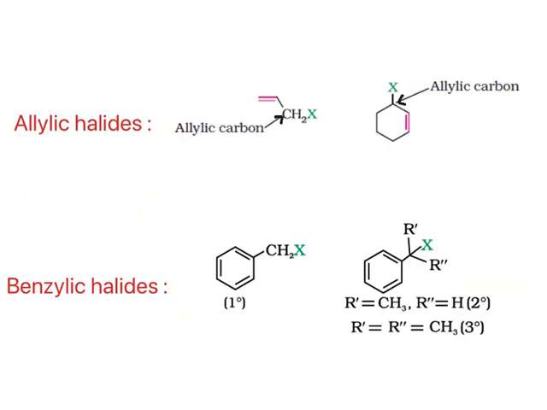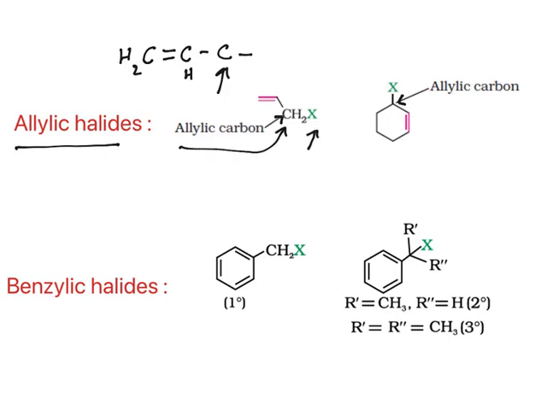Now next one is allylic halides. Now you need to understand this group. There is a group called allylic carbon. Now this carbon is known as allylic carbon. So this is what is allylic carbon. When the halogen is attached to allylic carbon, again here this carbon hybridization is sp3, so they are known as allylic halides.